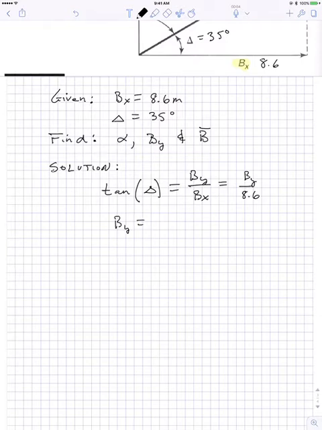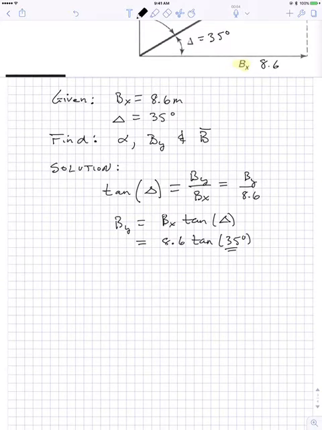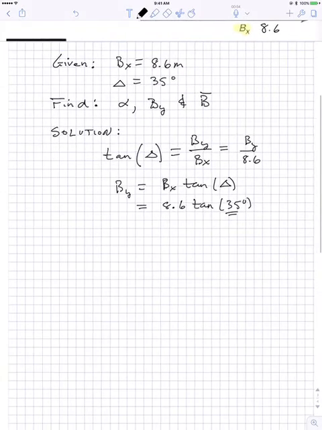Okay. By is going to be Bx tangent delta, plugging in the numbers. I need to caution you, you should have your calculator in degree mode or use the degree symbol. Okay, so if you have the calculator in radian mode and use the degree symbol, it will convert degrees to radians and then be in the proper unit. Okay, so if you do that right, we can find that By is 6.02 meters.